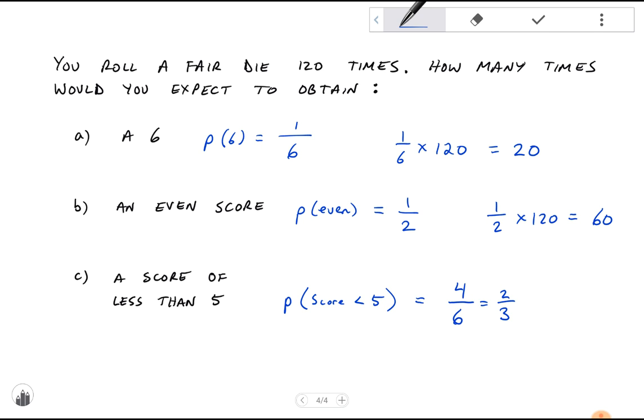But we're going to do that 120 times, right? So we take 2/3, we multiply by 120, and we will get the number 40. So we would expect that we'll roll a score less than 5 40 times if we roll the die 120 times.